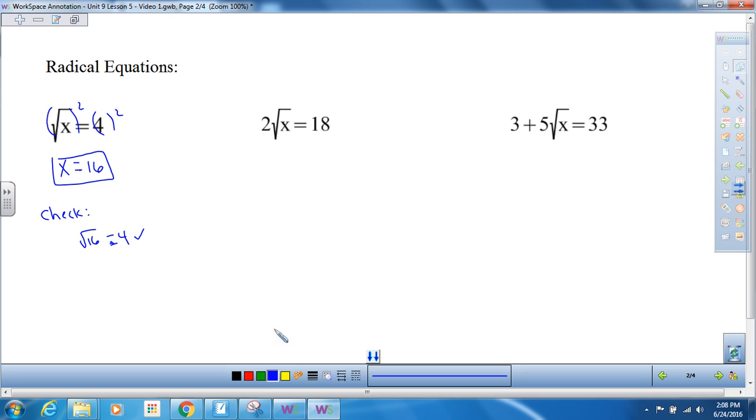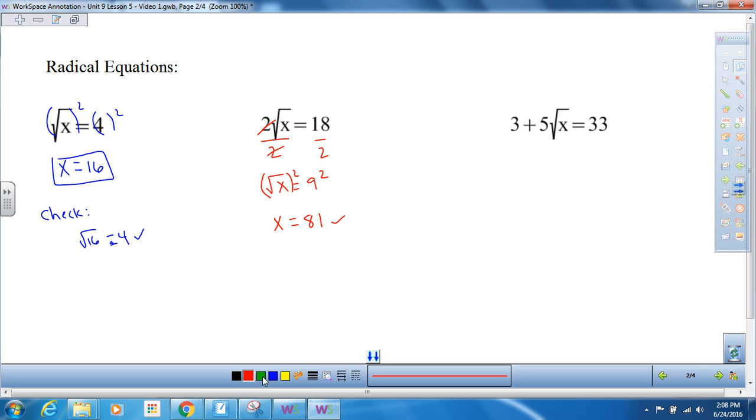Okay. Before I can square both sides, I have to make sure the radical is by itself. So first thing I have to do is divide by 2. And I get square root of x equals 9. Now I can square both sides. 9 squared is 81. Plug that back in and make sure it works.